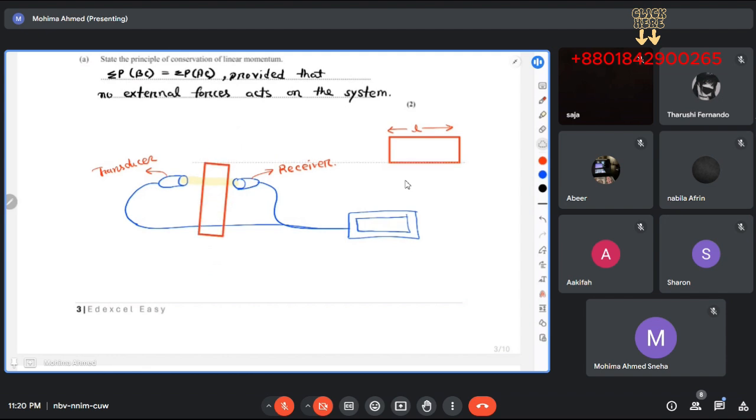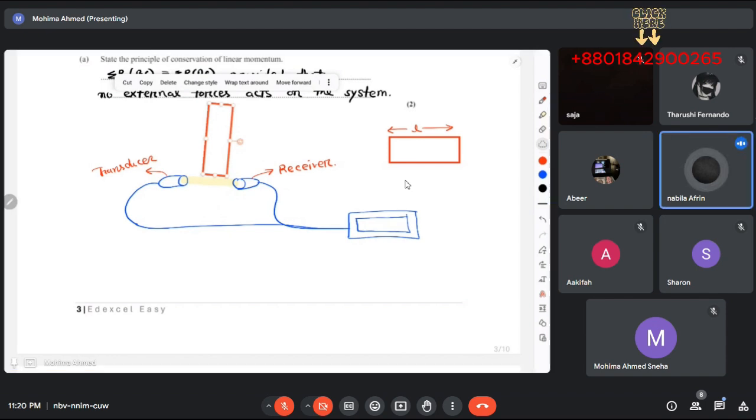And if your object was moving with constant velocity, what was the equation for constant velocity? Can anyone tell me? Distance over time. Displacement over time, or length of card over time, right?